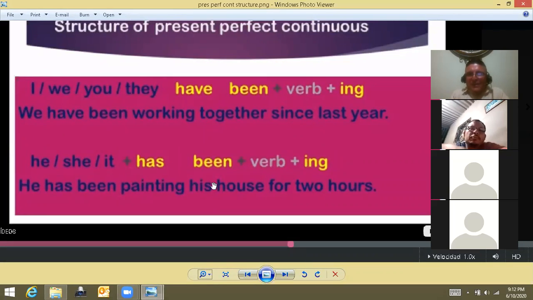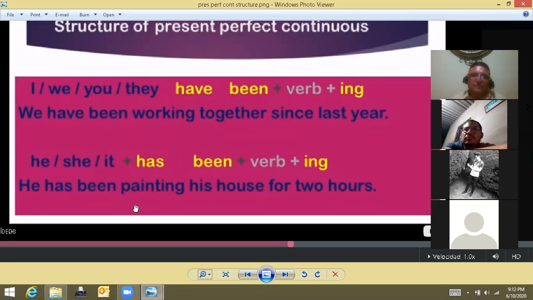Now, the second example involves the third person singular. So he has been painting his house for 2 hours. What would be the negative version? He has not, or he hasn't been. Yeah. He has not been painting. He has not been or he hasn't been.